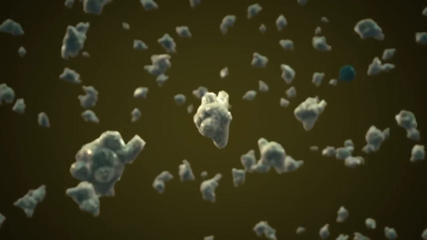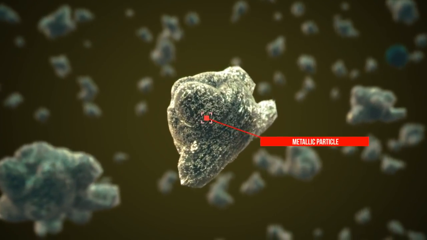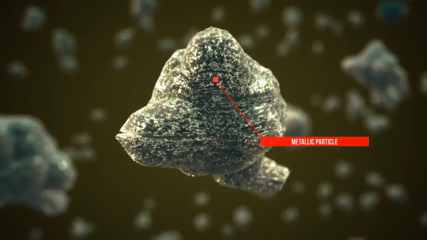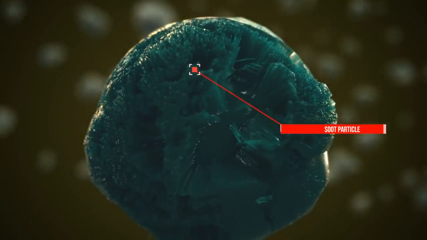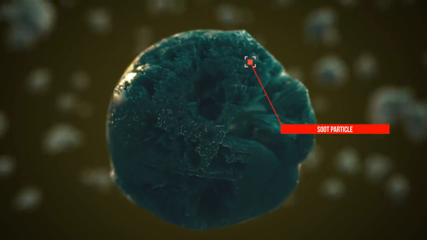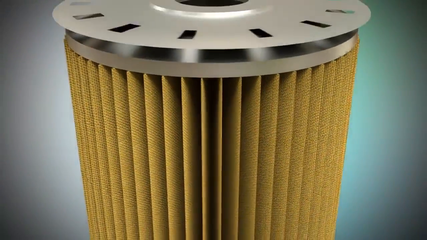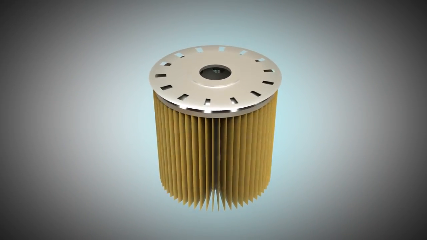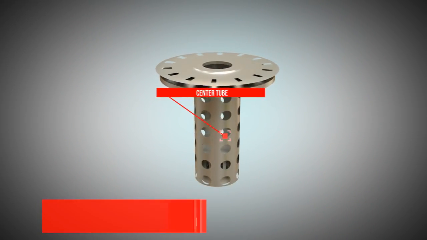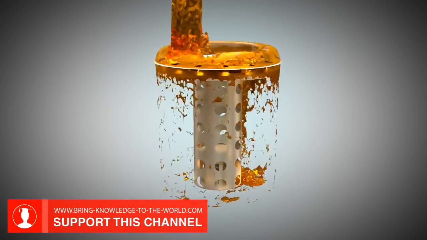Inside the oil filter is a filter that catches the particles in the oil and does not allow them to pass through to the engine. The oil flows from the outside into the oil filter, then runs through the filter, which is made invisible here, and flows through the center tube. Then, the oil flows upwards.